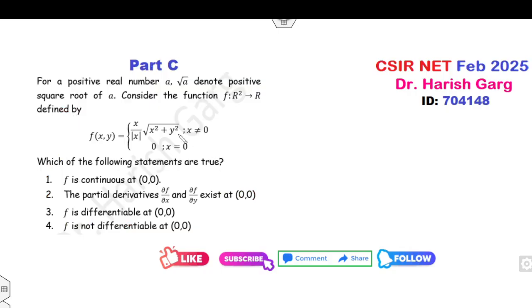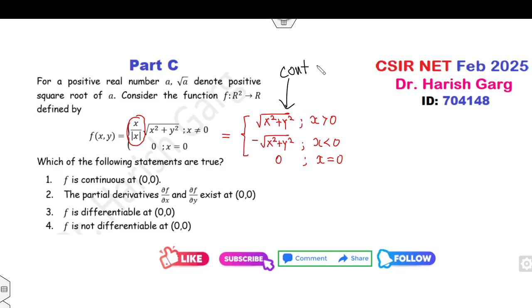Look at this next one. Positive real number, x is 0, f is continuous, and so on. You can see when x is 0, look at this case, x over mod x. It is a positive value if x is positive, it's a negative value if x is negative, fine, and 0 when x is 0. So clearly this function is continuous at 0 comma 0. Fine. So the first option is the correct option.